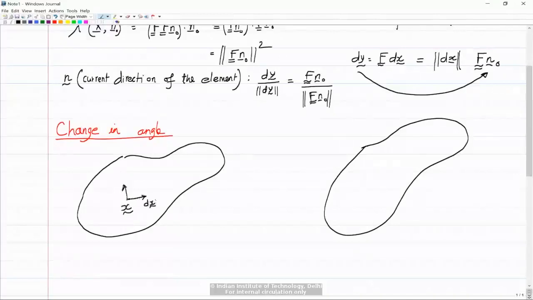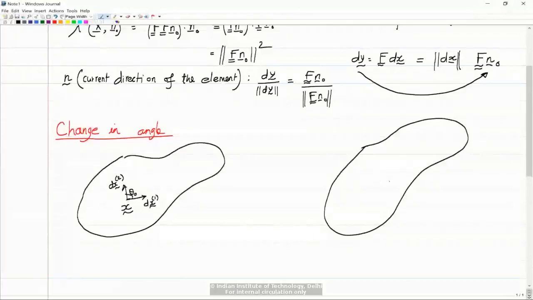One is dx1, and then you have dx2. The angle between the two line elements need not be 90 degrees, it can be arbitrary. So let us say this angle is theta naught, because it's the initial angle.